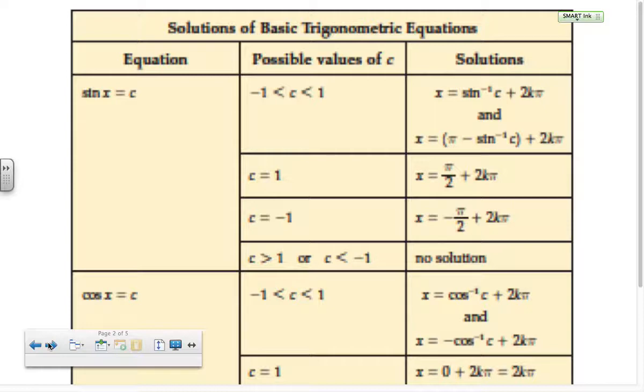This is really, really simple. It's plugging in formulas. You use your calculator to find the first value, do pi minus that plus 2k pi, and you've got your 2 solutions. Solutions are always x equals in this situation because that's what we're looking for.